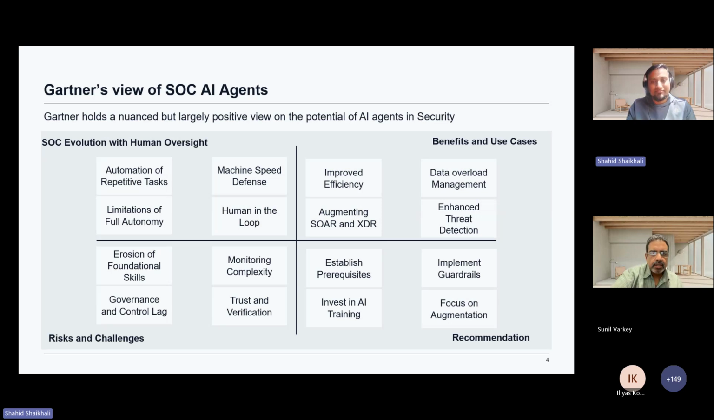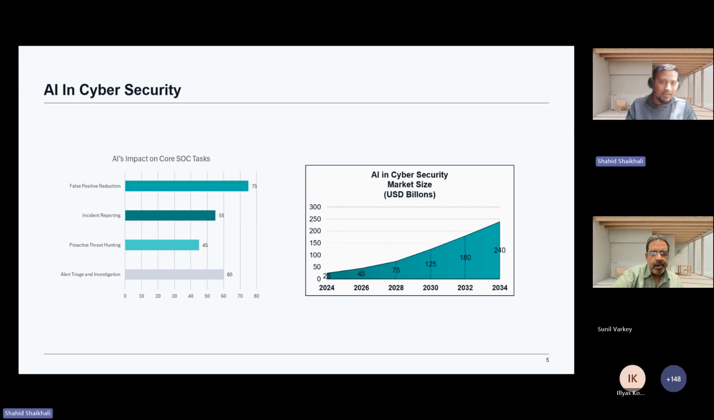But let's look at some live examples. Let's understand whether Gartner's view of this fits in well with our current situation. So AI has already revolutionized multiple cybersecurity domains, based on industry research by Gartner and other institutions. For SOC at the least, it reduces false positive rate by up to 75%. Incident reporting is automated. Proactive threat hunting is being automated. Alert triage investigation is being automated. The impact is substantial, and it will only increase with time. And obviously, the market size of AI in cybersecurity is exploding at an exponential rate, and it is expected to grow 10x in the next 10 years.